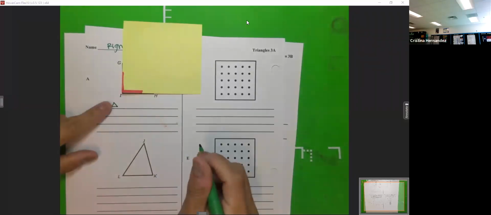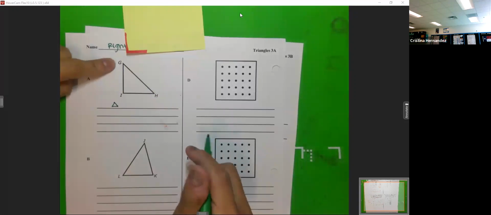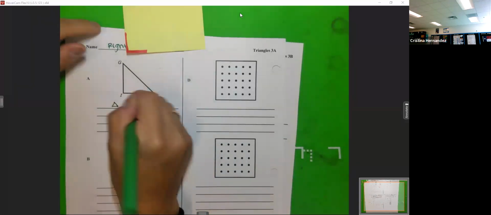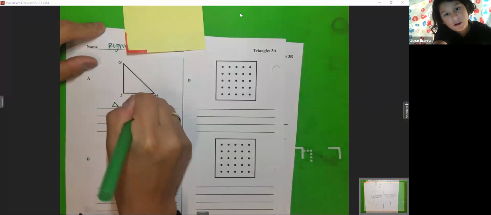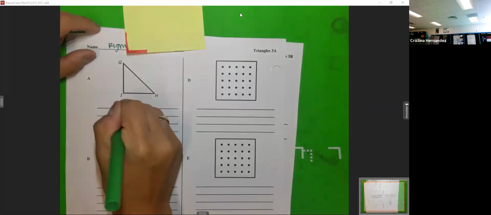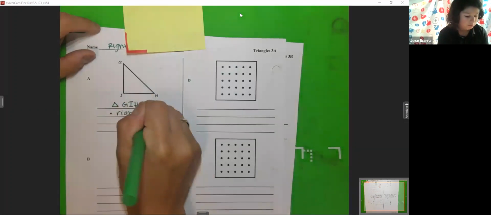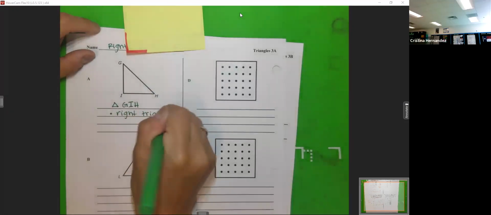First of all, you have to put the little triangle symbol. That means triangle. And then we have letters G-I-H. I'm just going to put R for it. R means right. So then we said it's a right triangle, right? Right triangle.